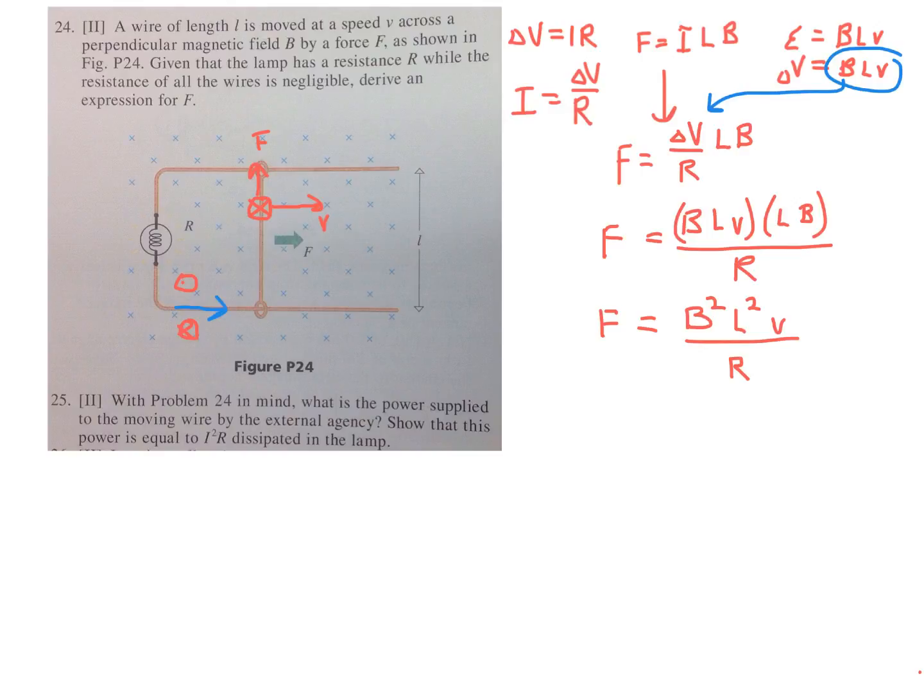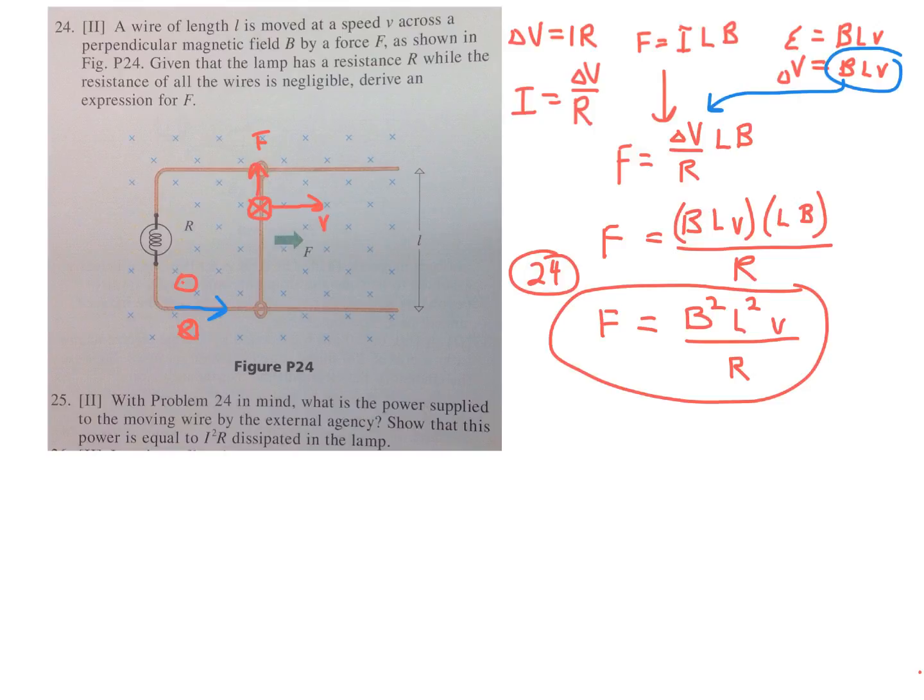Now, what was I given in this problem? I was given B, L, V, and R. So we have F in terms of the givens in the wording of the problem. So I believe we have what we need. It just says, derive an expression for F. That's our expression, B squared L squared V over R. All right, that's problem 24. I wish they would have been more explicit about an expression in terms of, but it's implied in terms of the givens in the narrative of the problem.